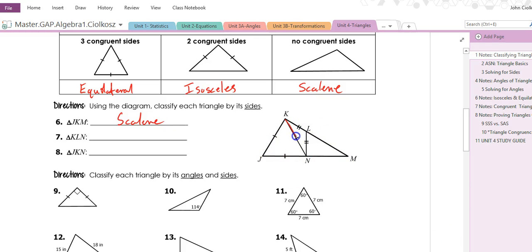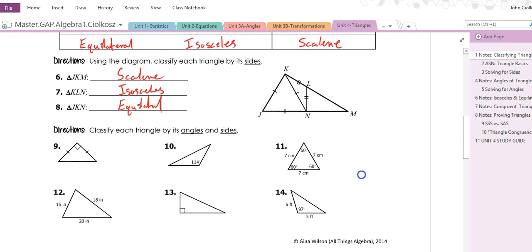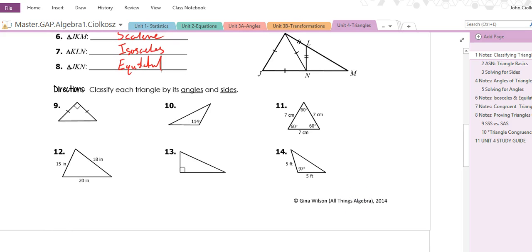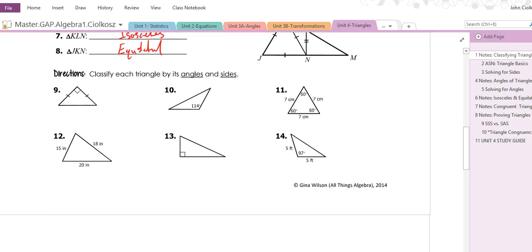KLN. Well, I got this is congruent to this, so that's 2 sides, so that's isosceles. And JKN. Well, here we got a hash mark on each side, so they're all the same, so it's equilateral. Alright, let's check out a few more of these. So, kind of briefly here.